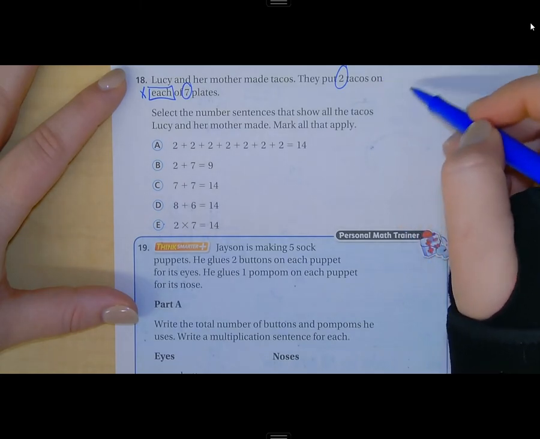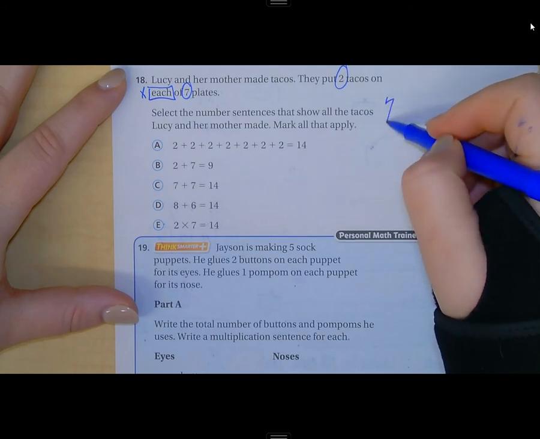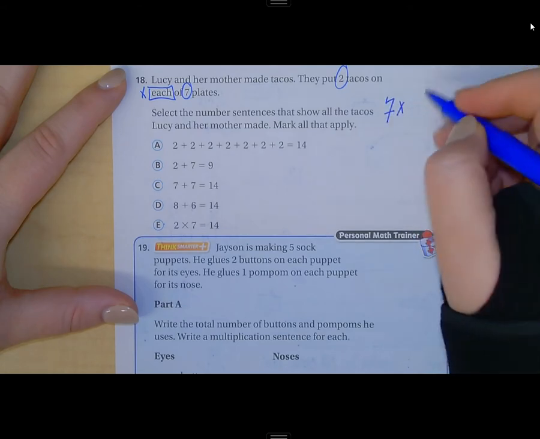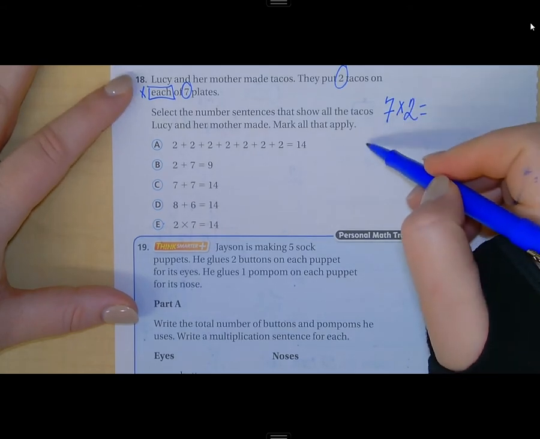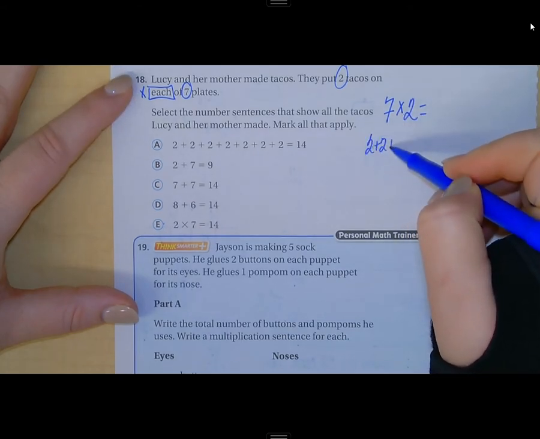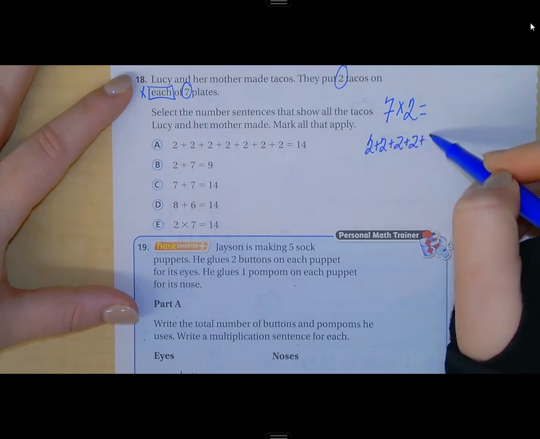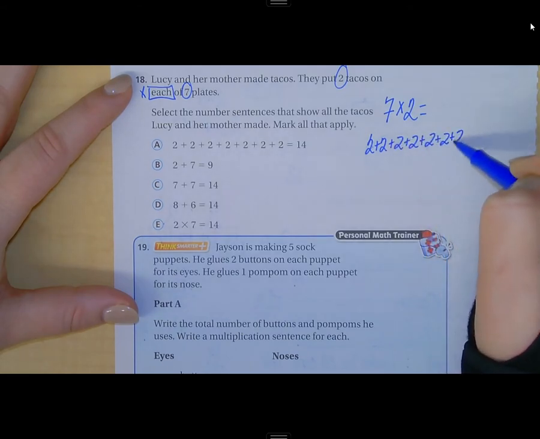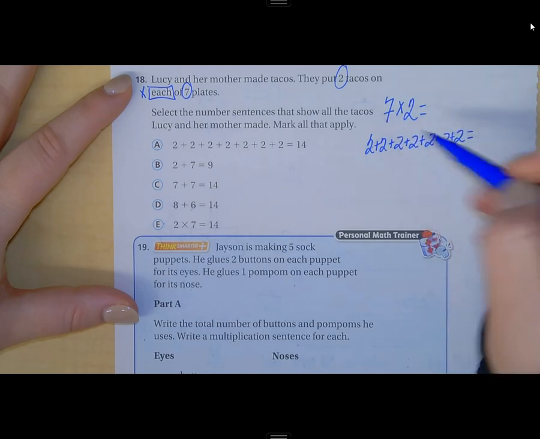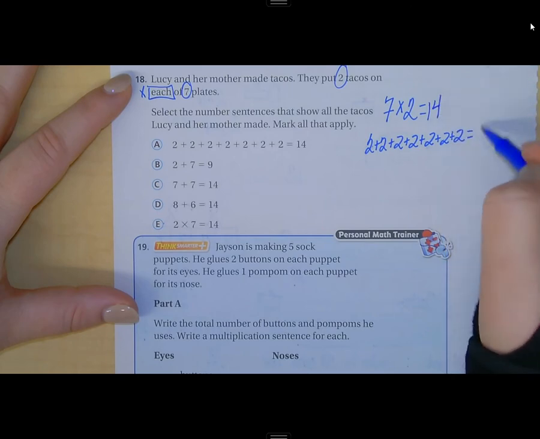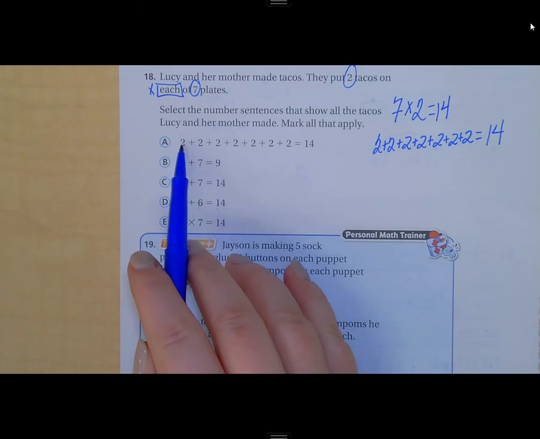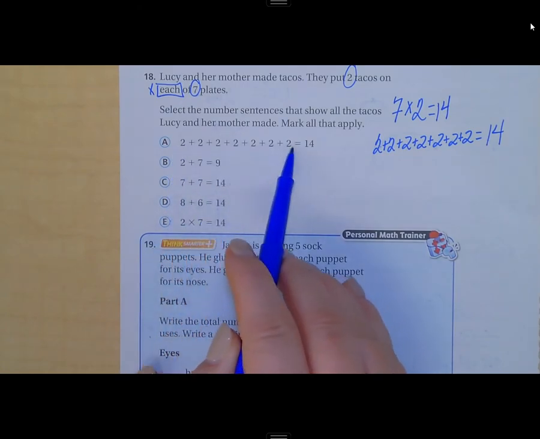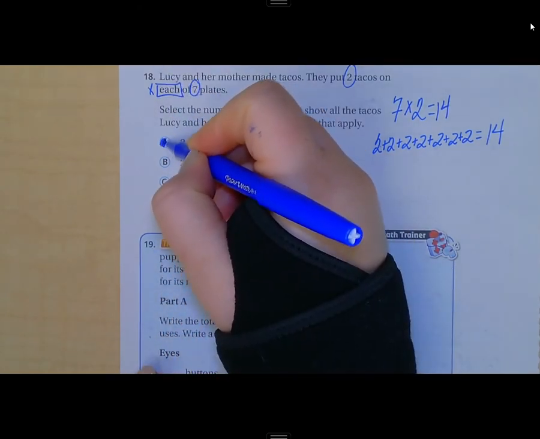So that's your groups, okay? So I have 7 plates. How many tacos on each plate? 2. How much is that? Well, wouldn't that be the same as saying 1, 2, 3, 4, 5, 6, 7 sets of 2. So 2, 4, 6, 8, 10, 12, 14. So 14. Same thing. All right, is that what they did here? 1, 2, 3, 4, 5, 6, 7. Yes, so that one works.